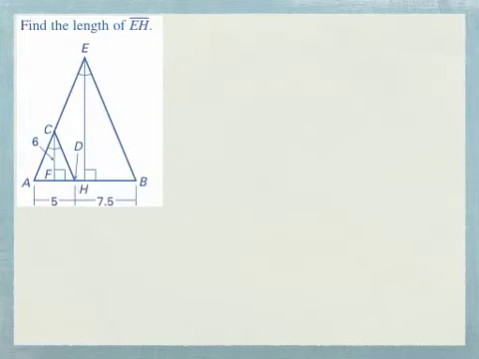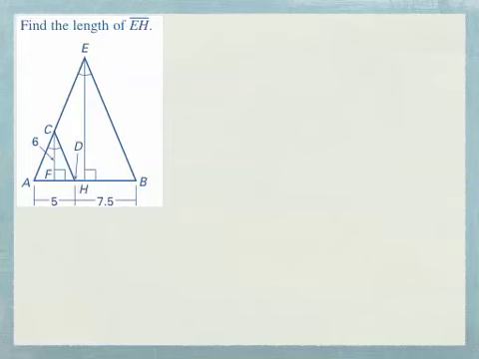This next example says find the length of EH. If you notice, EH would be the altitude, or the line going from E to H, in the larger triangle. And then notice that we also have this smaller triangle inside of my larger triangle. What we can do is set up a proportion.